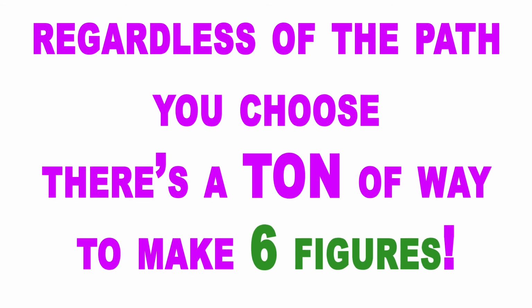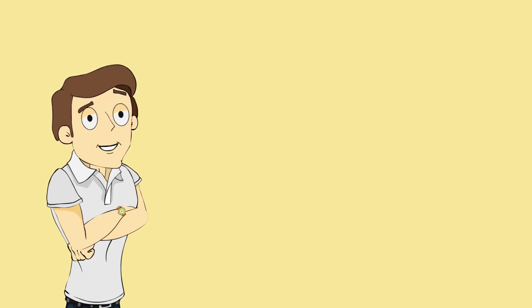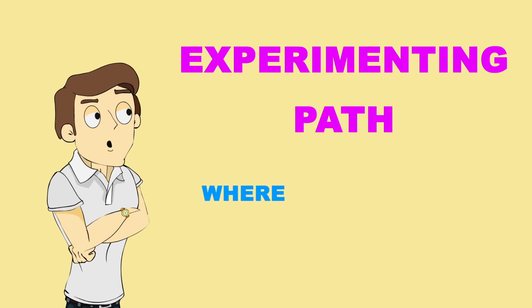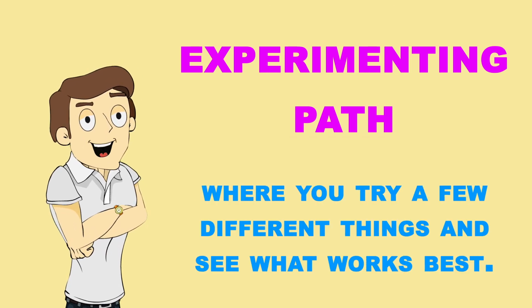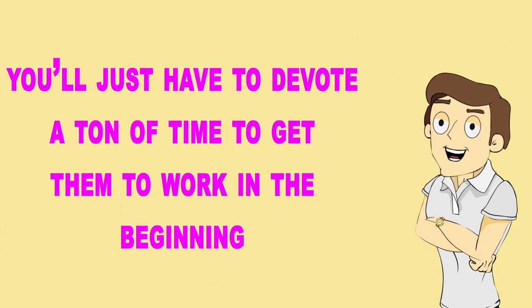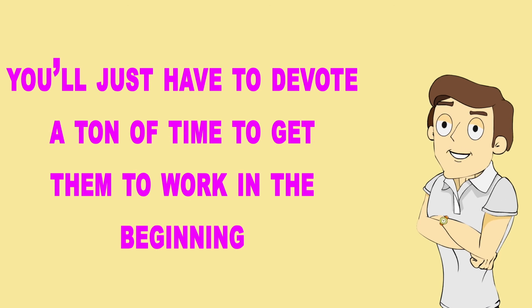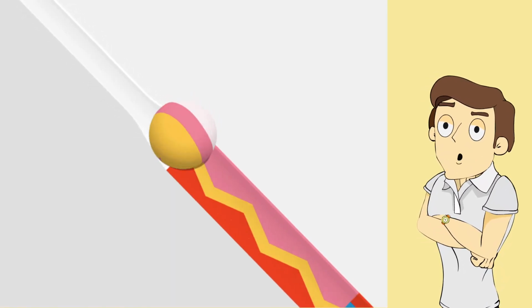Regardless of the path you choose, there's a ton of ways you can make 6 figures a year. The best path for you to take is the experimenting path, where you try a few different things and see what works best. Doing a combination of these methods will definitely make you a millionaire, and eventually a billionaire. You'll just have to devote a ton of your time to make them work in the beginning, but once you get the ball rolling, it'll keep rolling for a very long time.